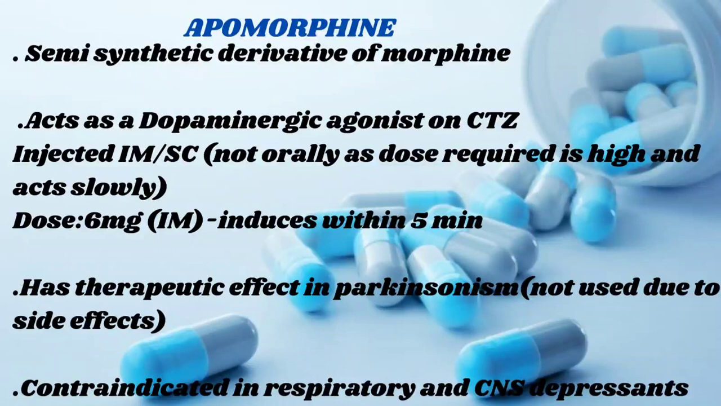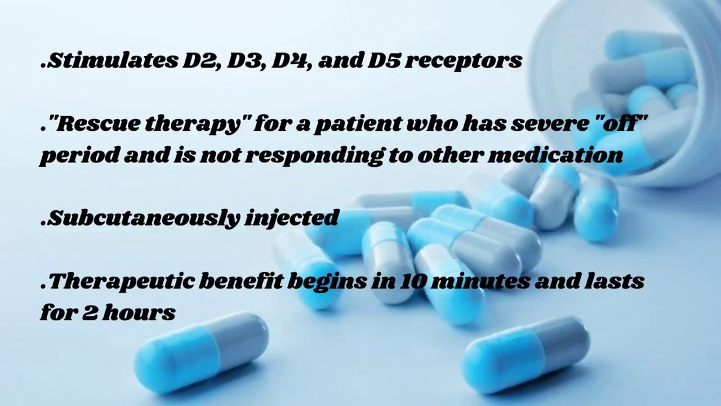It is injected IM or SC, not orally, as the dose required is high and it acts slowly. Dose 6 mg IM, induces emesis within 5 minutes. It has a therapeutic effect in Parkinsonism but is not used due to side effects, and is contraindicated in respiratory and CNS depressants. It stimulates D2, D3, D4, and D5 receptors. It is used as rescue therapy for a patient who has a severe off period and is not responding to other medication.